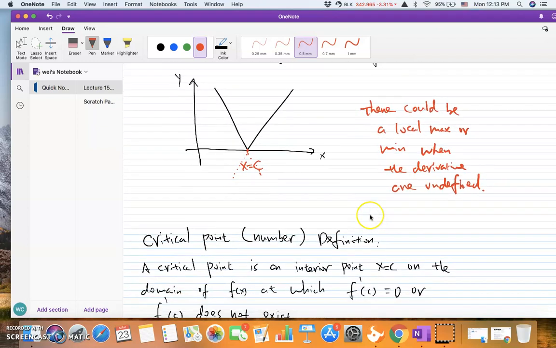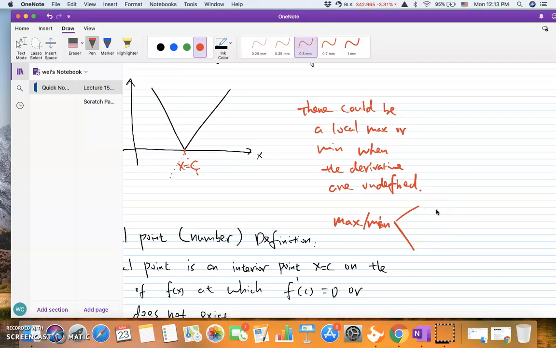So let's summarize this. At a local maximum or local minimum, we have two different possibilities. One possibility is that at those maximum and minimum points, we have a horizontal tangent line, which means the derivative is zero. The second possibility is that at those maximum and minimum points, the derivative does not exist.